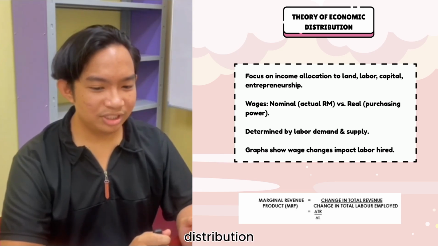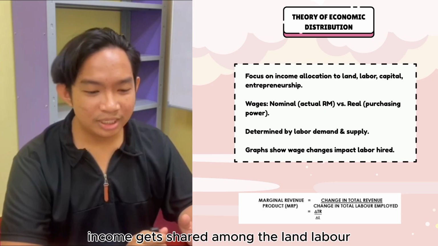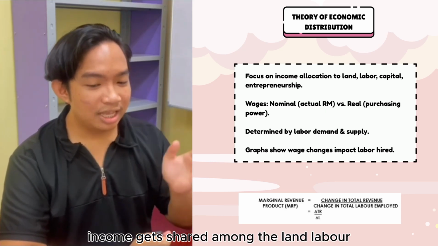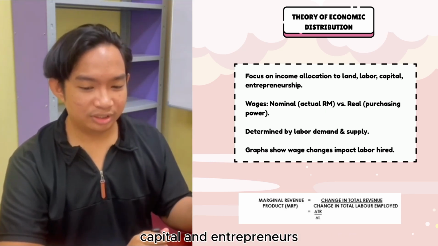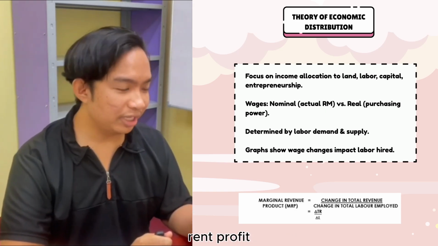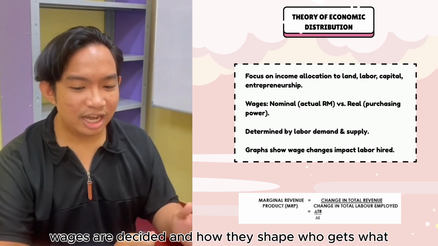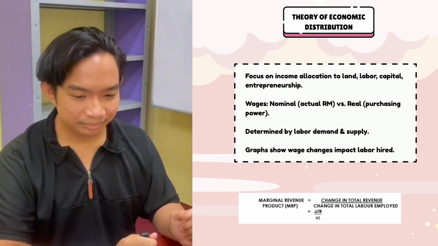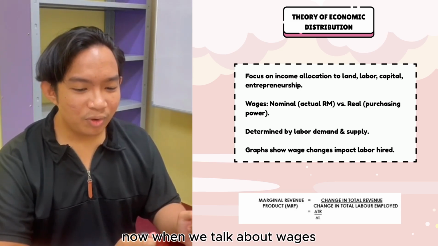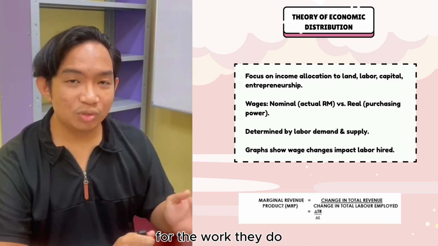Certainly. So, distribution theory in economics is all about how a country's income gets shared among the land, labor, capital, and entrepreneurs. It looks at how things like wages, rent, profit, and interest are decided and how they shape who gets what. Now, when we talk about wages, this is the money paid to the workers for the work they do.